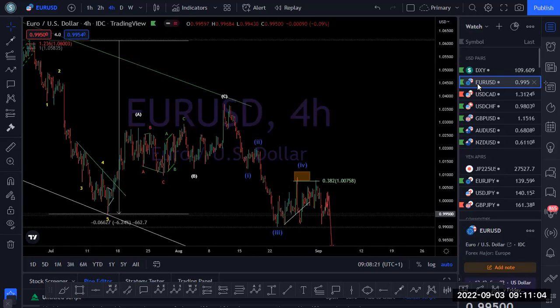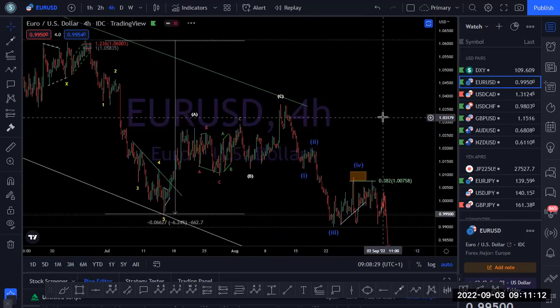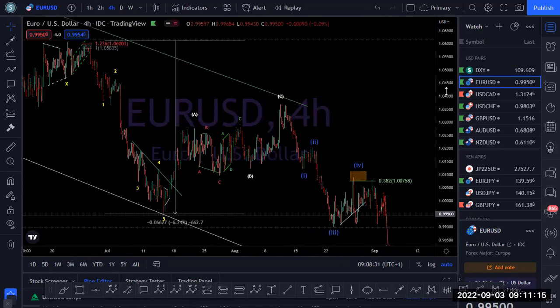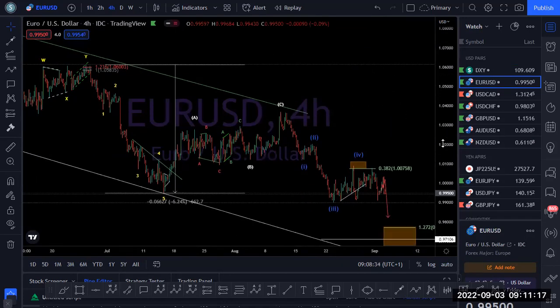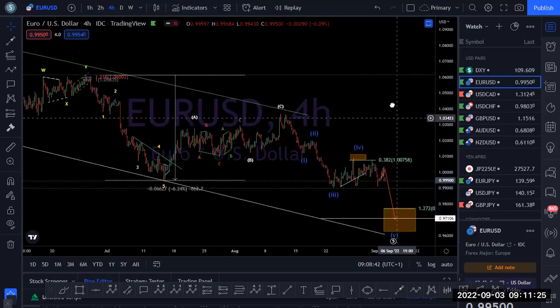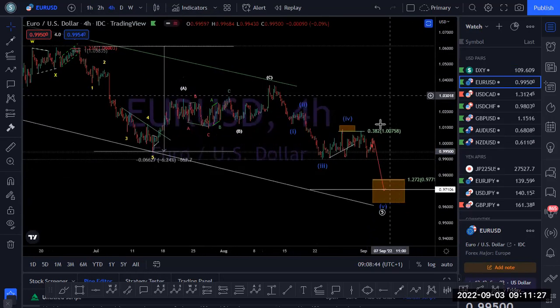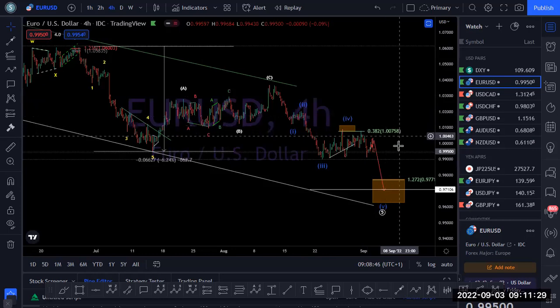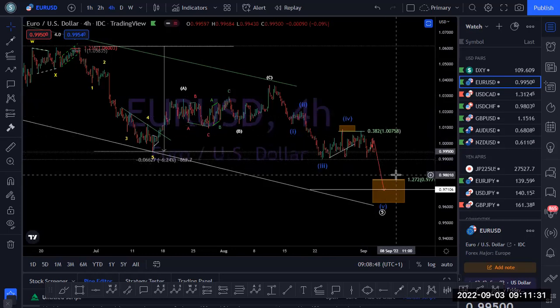So EURUSD. Remember, EURUSD is always opposite of DXY. So as DXY is approaching the reversal zone from the top, EURUSD is approaching the reversal zone from the bottom. So now, what do we expect? I'm waiting for EURUSD to drop. This is the level I'm expecting it to reverse.